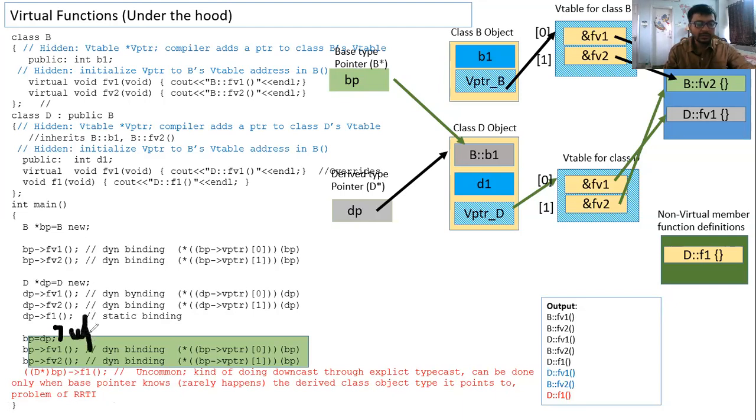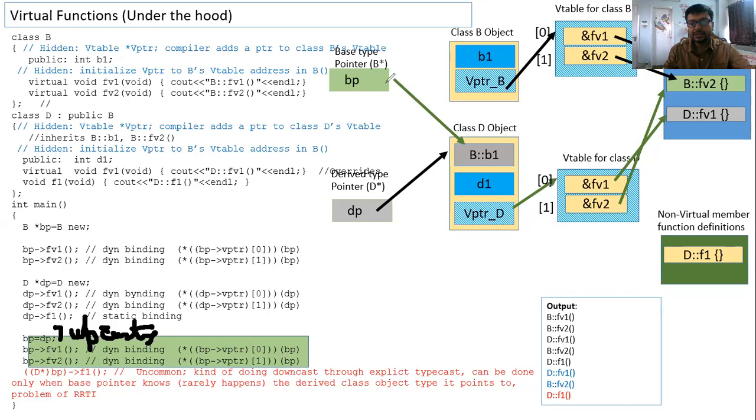Upcasting is valid. Through this upcasting, this base pointer is now pointing to the derived object. So if I write BP arrow fb1, what will it do? It will be translated like this, and this translation is straightforward.